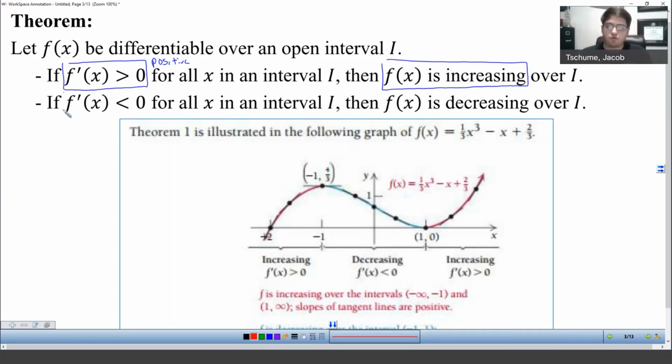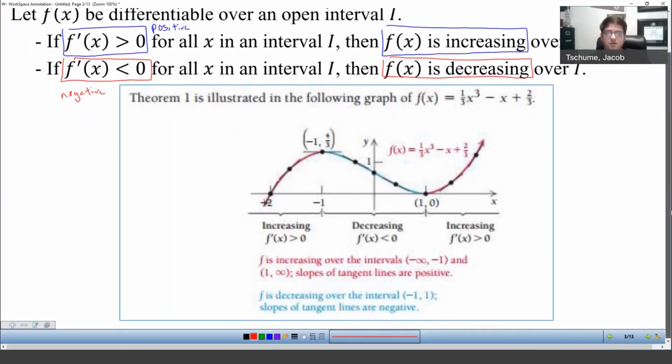Versus if your first derivative is less than 0, which to us means negative, that means on that interval, the original function is decreasing. So you got to make sure positive means increasing on the first derivative, negative first derivative means decreasing.